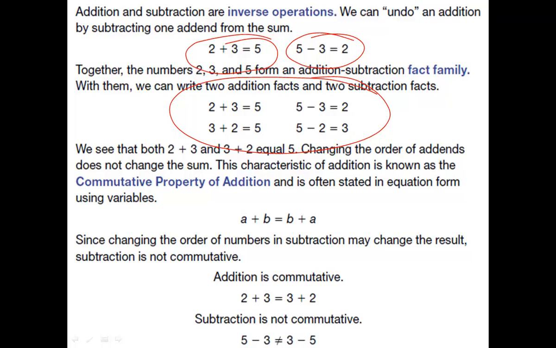This characteristic of addition is known as the commutative property, meaning that we can scramble them up and it's not going to change anything. We're still going to get the same answer, whether it be 2 plus 3 equals 5, or 3 plus 2 equals 5, or 5 minus 3, or 3 minus 5. Those are both going to come up with the same answers. That's the commutative property of addition.